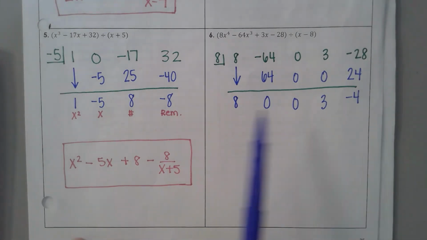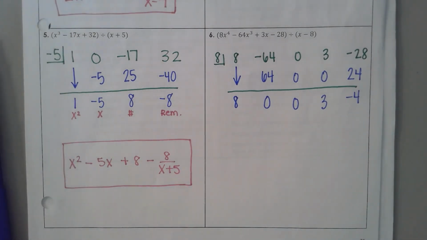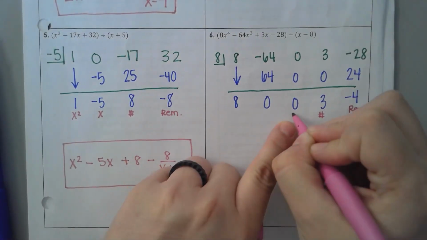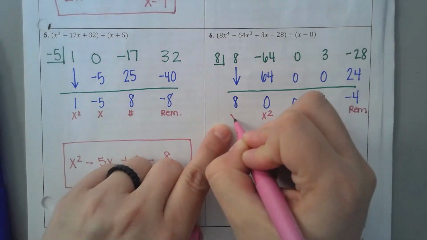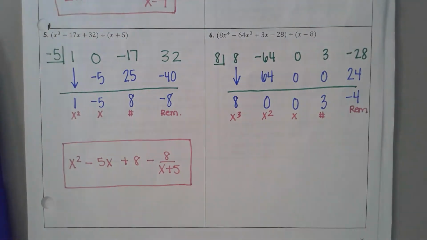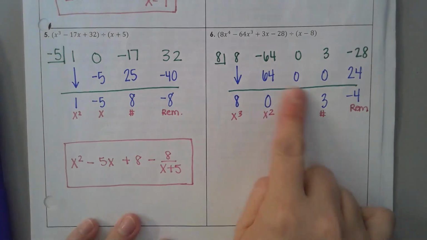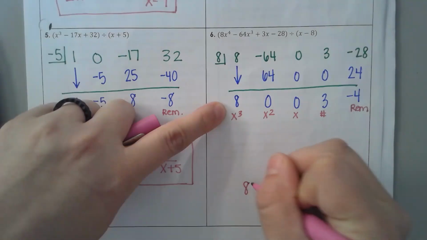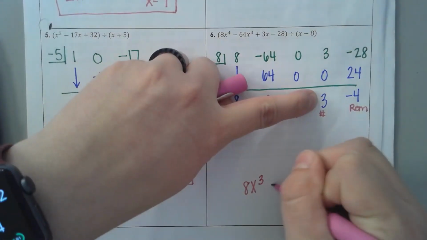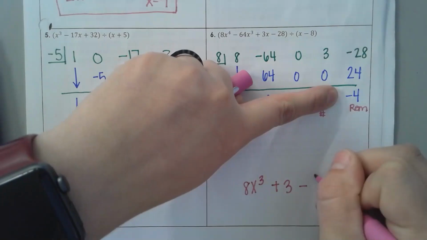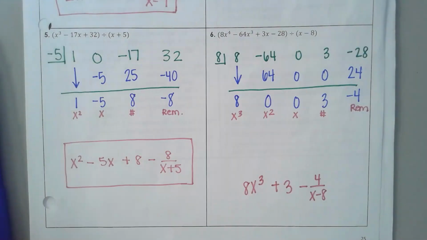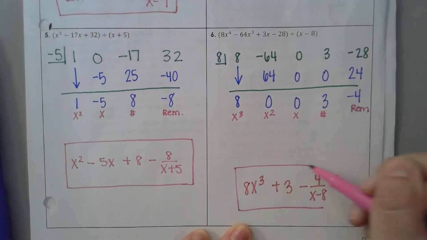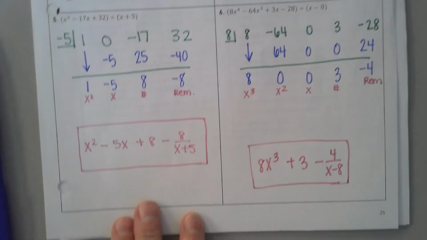When this is the case, we're still going to label remainder, number. This next one will be my x, x squared, x cubed. We still label the same way, but when you write out your answer, you don't need to put the zeros. So my answer is 8x cubed plus 3 minus 4 over x minus 8. Any questions?